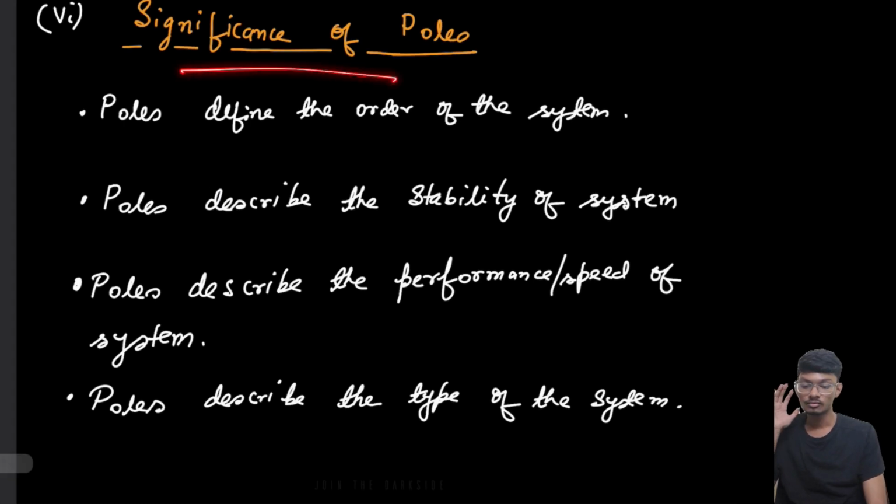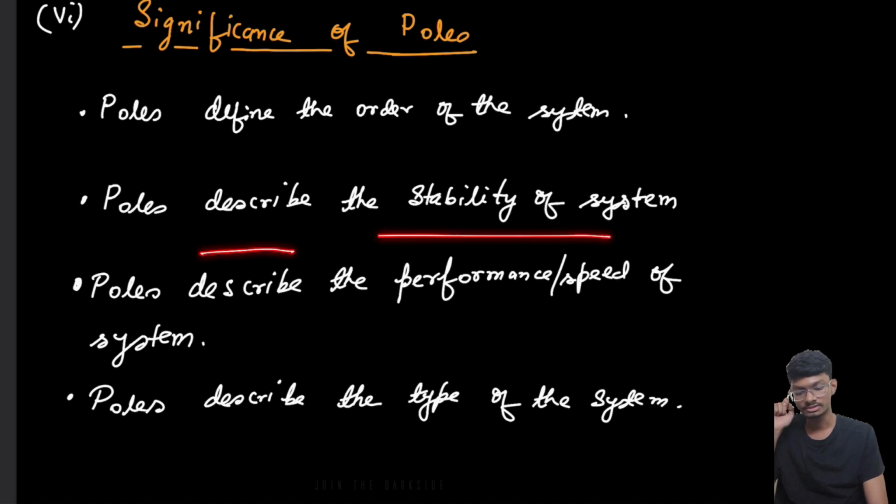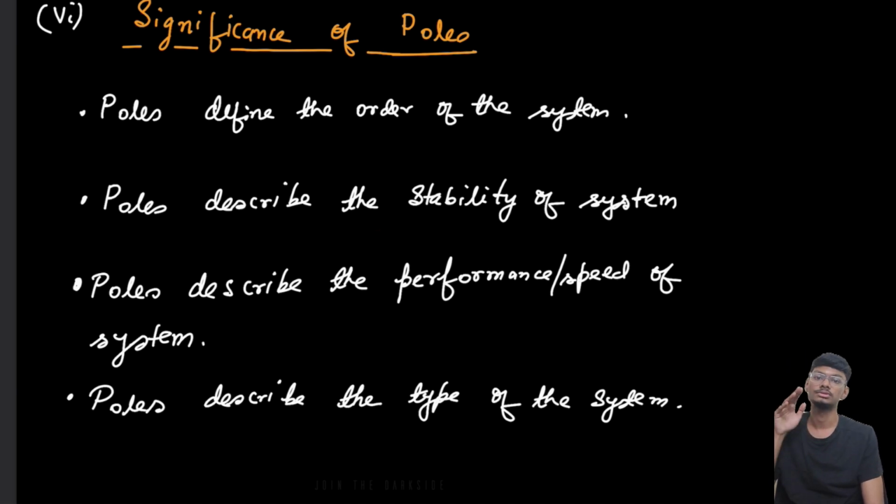Next, what is the significance of poles? What do poles define? Poles define the order of the system. What is the order of the system? It is how many independent energy storing elements are present in the system. Poles also describe the stability of the system. Basically, if the poles lie on the right half plane of the j omega axis of the s plane, then the system will be unstable. And if they lie on the left half plane of the j omega axis, then the system will be stable.